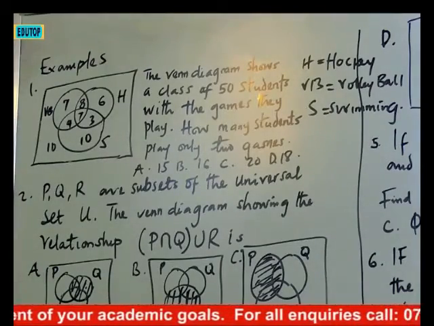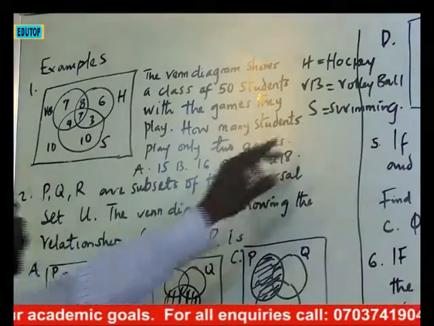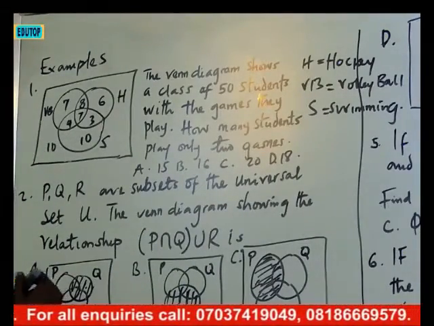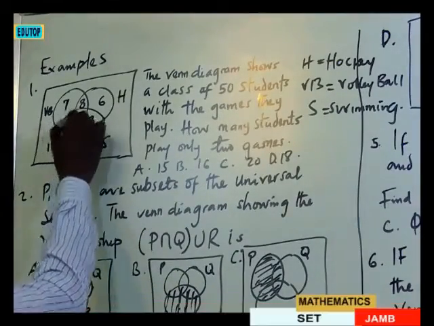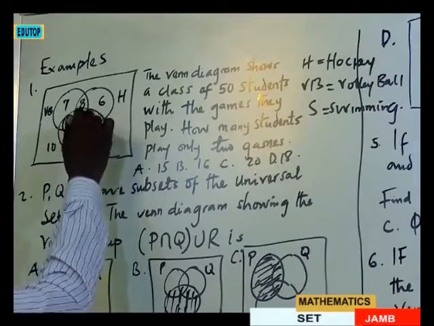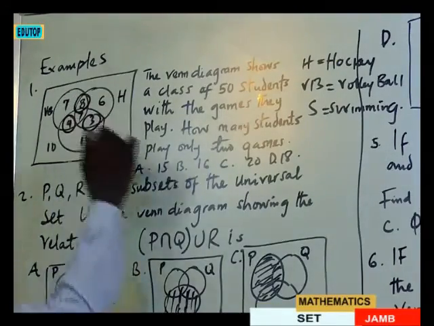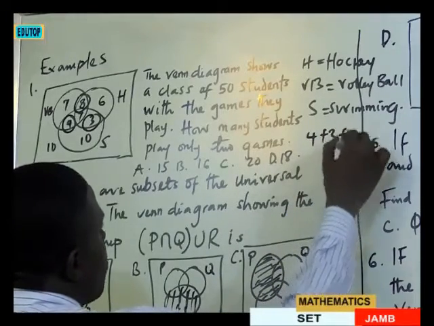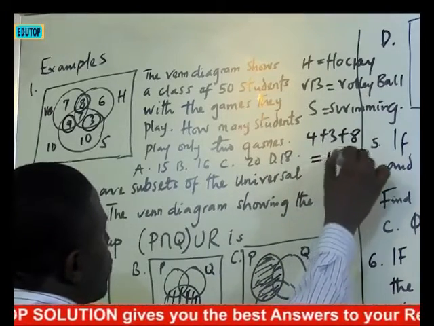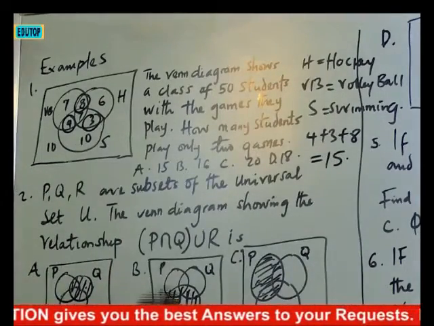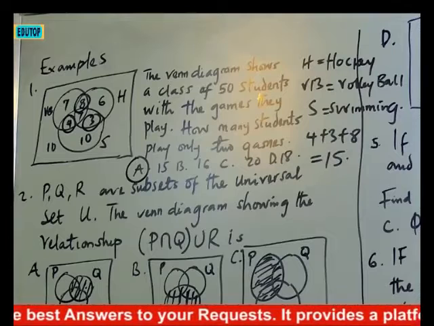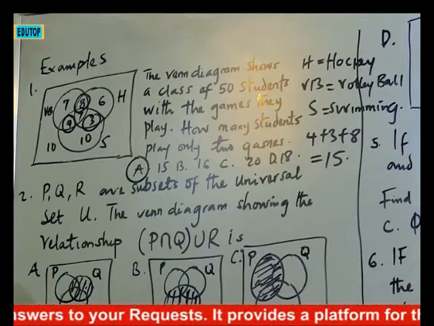So the question I asked was, how many students play only 2 games? So we go to the region where we have only 2 games. This is the first one, 4. This is the second one, 2. And this is the third one, 3. So that means we are having 4 plus 3 plus 8. That is 15. So we just click on 15 as our answer for that particular question.